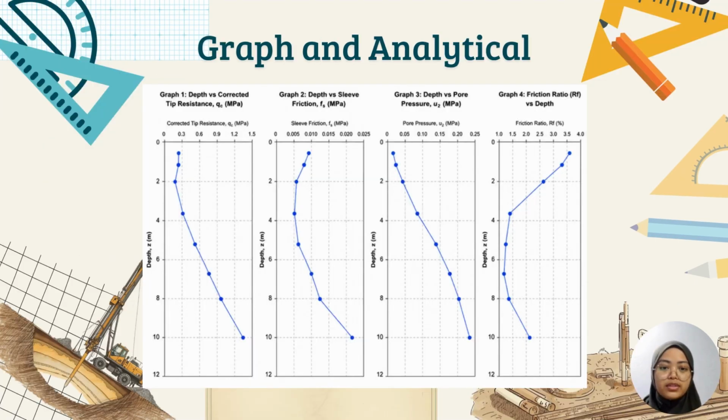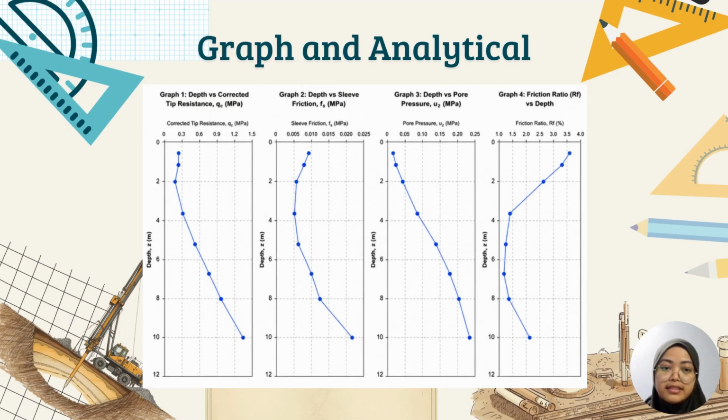Thank you. The first graph shows the corrected cone resistance, qc, versus depth. The qc value generally increased from about 0.25 MPa near the surface to approximately 1.15 MPa at 10 meters depth. This trend indicates that soil strength improved with depth. The upper layer consists of weak organic clay with low bearing capacity, while deeper layers become stronger and denser, particularly the silty clay layer at 10 meters.